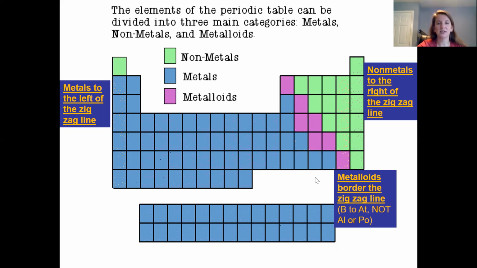The nonmetals, except for hydrogen up here on the top left, are all to the right of the zigzag line. And then our metalloids are found right along the zigzag line here, except for aluminum, element number 13. That one's actually a metal, okay?